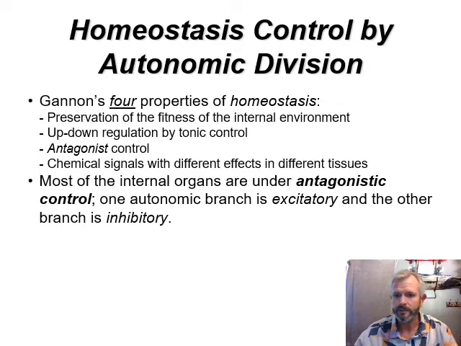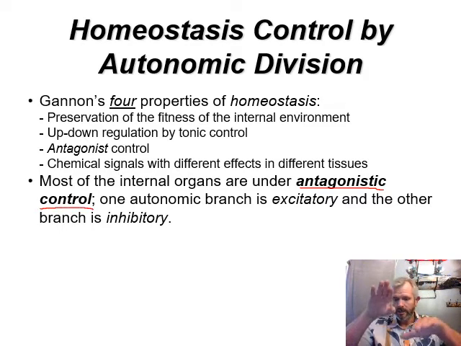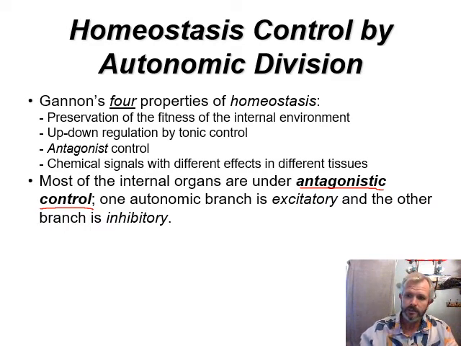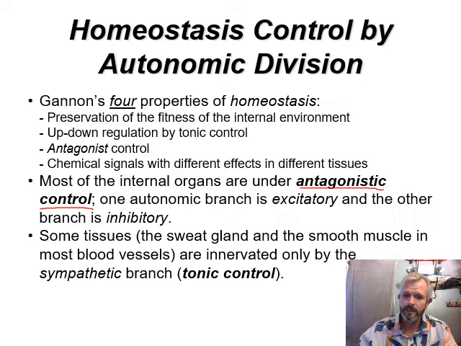Okay, when the tissues have both, this gives you some fine tuning of control of the tissue, and usually one's dominant, the other one is dampened down, or the opposite way. They are antagonistic in control. Sympathetic is going to increase the heart rate, where parasympathetic is going to decrease the heart rate.